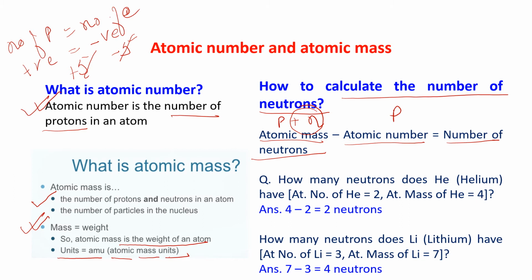See, how many neutrons does helium have, whose atomic number is 2 and atomic mass is 4? Atomic mass has protons plus neutrons, and atomic number has only protons. So 4 minus 2 is 2, which is the number of neutrons. Am I clear? How many neutrons does lithium have? The atomic number of lithium is 3 and the atomic mass of lithium is 7. So 7 minus 3 is 4 neutrons.